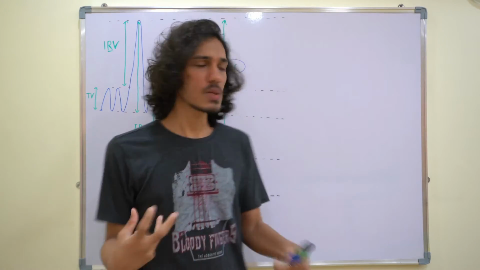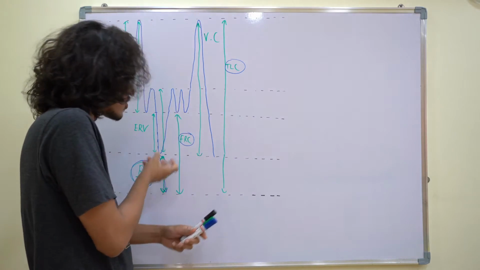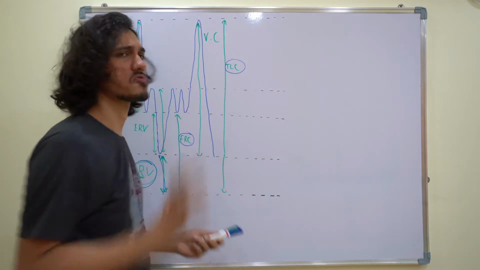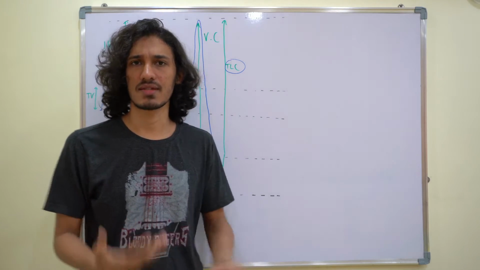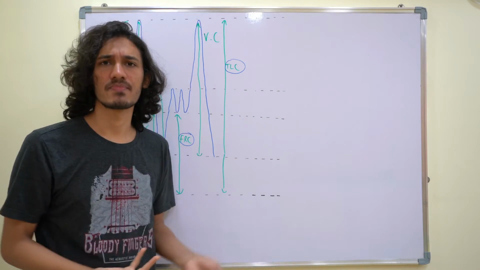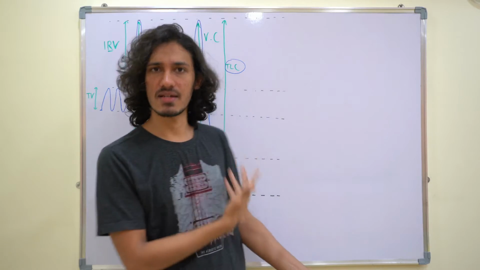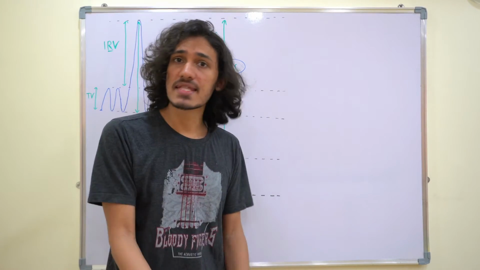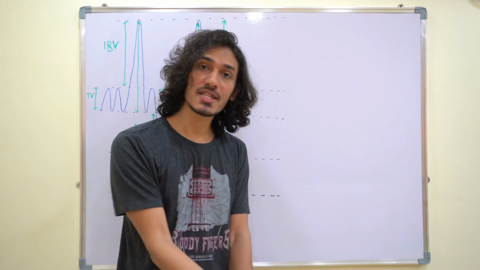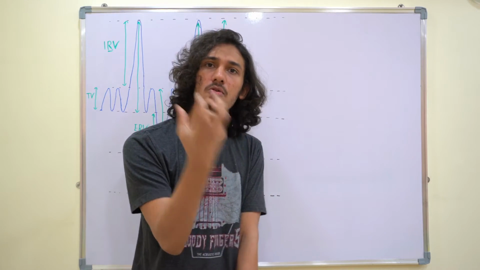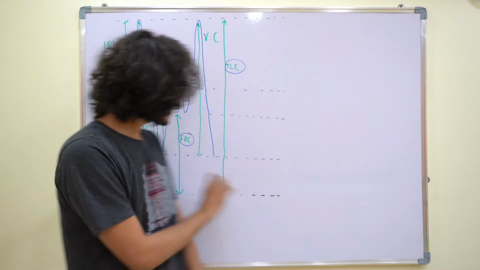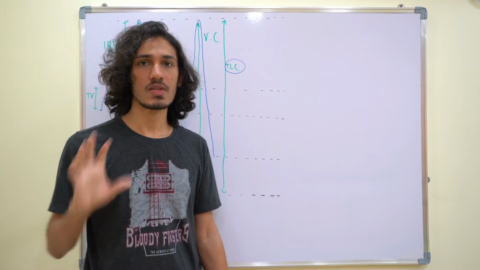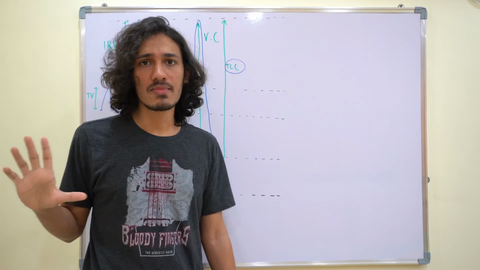and expiration. But what about residual volume? What about functional residual capacity? What about vital capacity? What is the significance? What is the importance? And why are we measuring them? Why are they actually needed here? So when we talk about maximum expiratory effort, at the end of maximum expiration, a certain amount of volume should be there. That is your residual volume. So it is important to know how much residual volume is remaining.